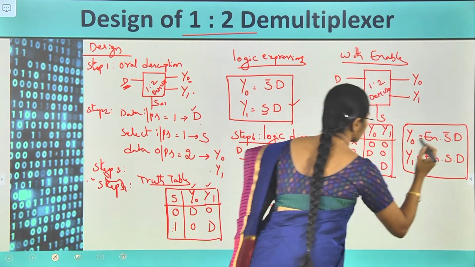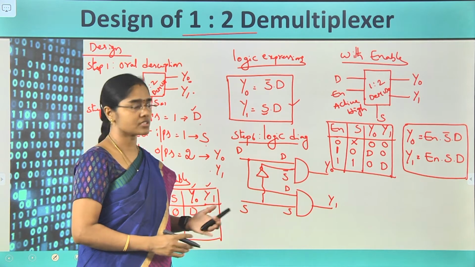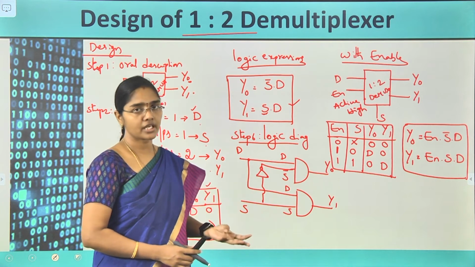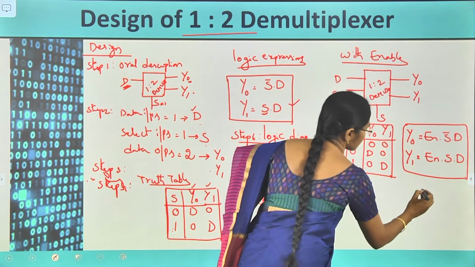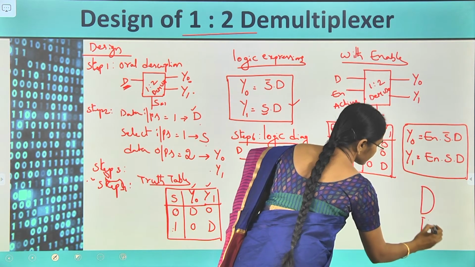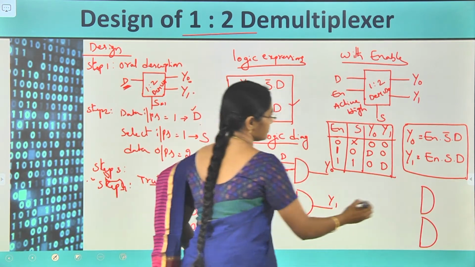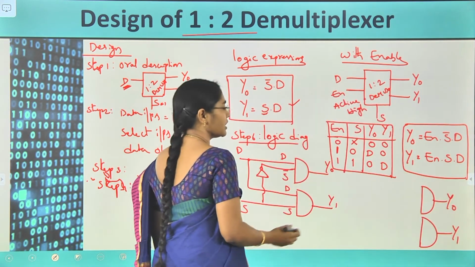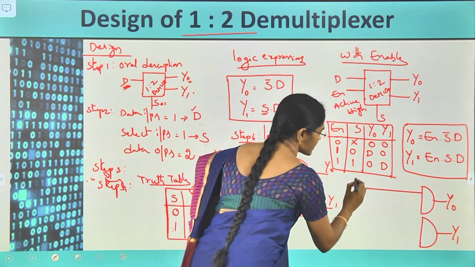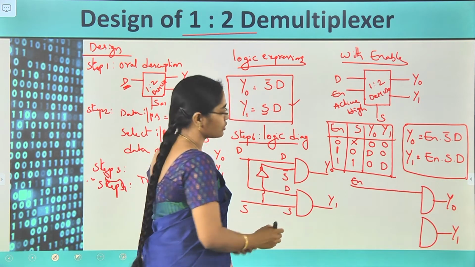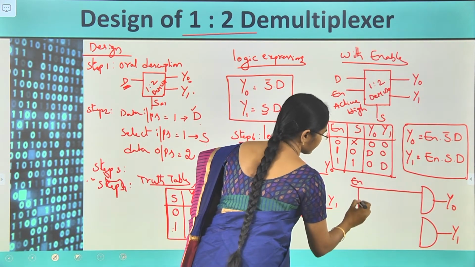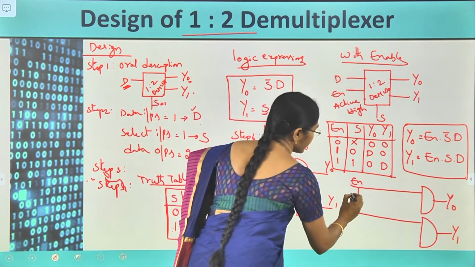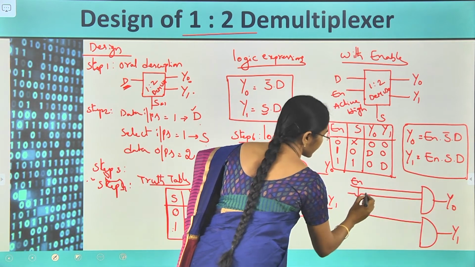For these two logic expressions, if we draw the logic diagram, how is it? Here also the same, 2 AND gates are required, but with 3-input AND gates, and 1 NOT gate is used for getting the S bar. So 2 AND gates with outputs y0 and y1, with the first input being the enable signal always. So enable is common to both gates. First the enable signal is directly connected. Then the D signal is common. D.